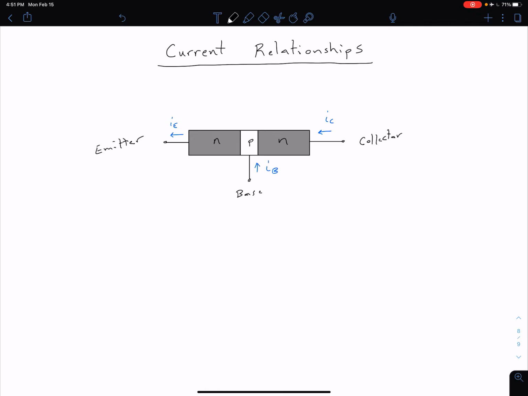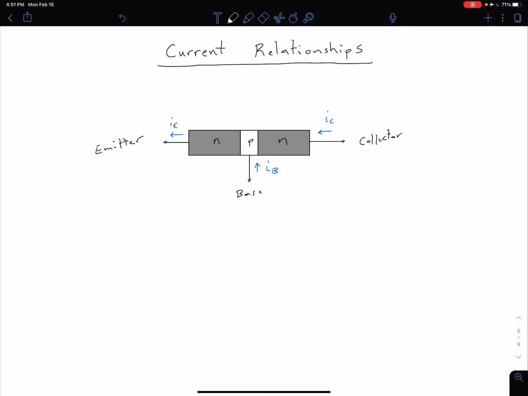In this video, we're going to take a closer look at our current relationships, and we're going to develop the equations that we use more often in our BJT analysis. So I've copied here just a simple diagram of our NPN transistor from a previous video. Notice we have our three terminals, emitter, base, collector, and I've labeled the three currents as we've seen them in a previous figure. So emitter current on the left, base current on the bottom, and collector current on the right.